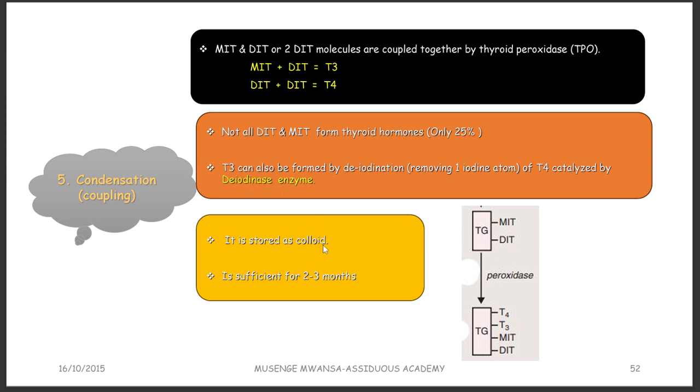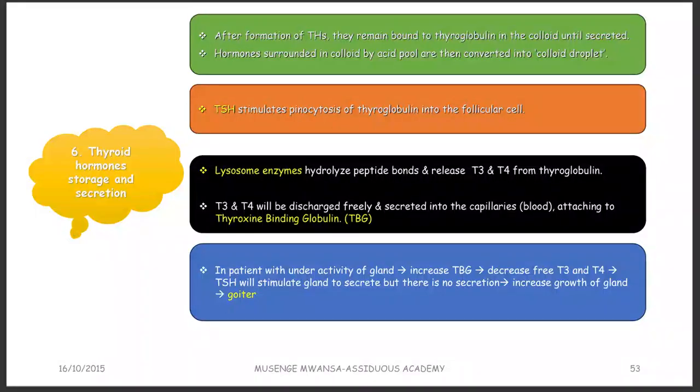And these hormones will be stored in the colloid. This is going to be sufficient for 2 to 3 months when it is produced. After coupling, the next thing will be thyroid hormone storage and secretion. After formation, thyroid hormones remain bound to thyroglobulin in the colloid until secreted.